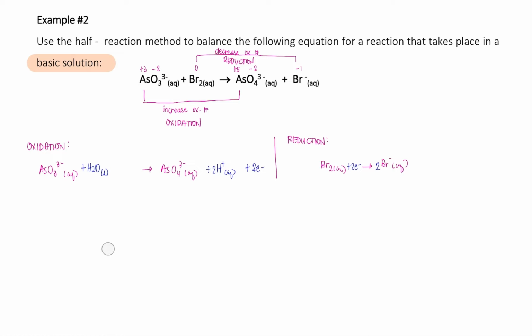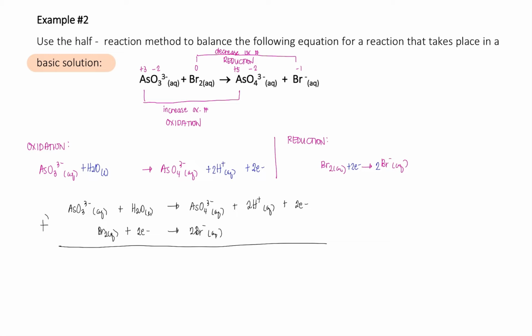So, let's just rewrite. For oxidation, it's AsO3 3 negative, aq, plus H2O, and then AsO4 3 negative, aq, plus 2H plus, aq, plus 2 electrons. And then for bromine, so we have Br2 plus 2 electrons, and then 2Br negative, aq. And then we add the two equations.